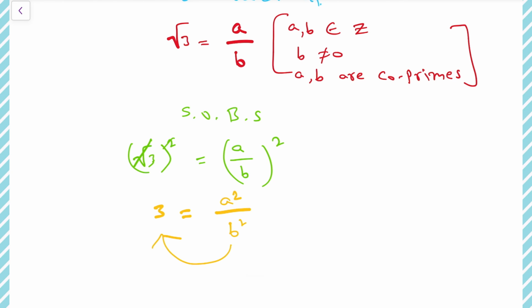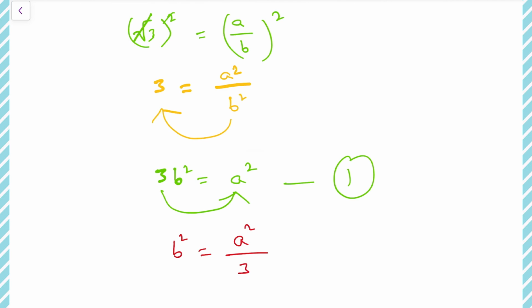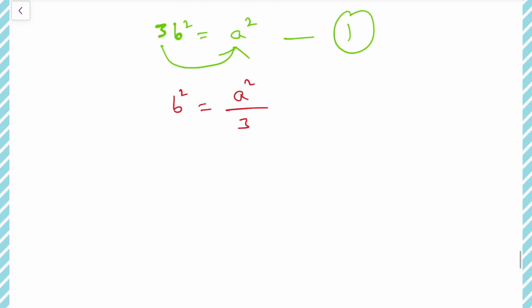Now take 3 to the left side. Here it is division. If you take it to the other side, it will become multiplication. So 3 into b square is equal to a square. Write this as equation 1. Now take 3 to the right side. Here it is multiplication. If you take it to the other side, it becomes division. So finally we will get b square equals a square divided by 3. Now if we observe this right side part, a square by 3, this can be written as 3 divides a square. Then if 3 divides a square, then 3 divides a also.